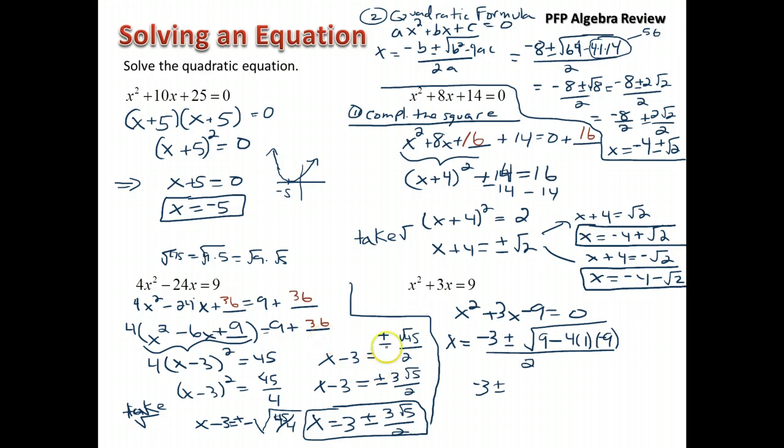And so, negative 3 plus or minus the square root of 9 plus 36. And that's all over 2. So that's a 45 again. So that's negative 3 plus or minus 3 root 5 all over 2. We can just leave it like that. It's almost the same as the last problem, but not quite.